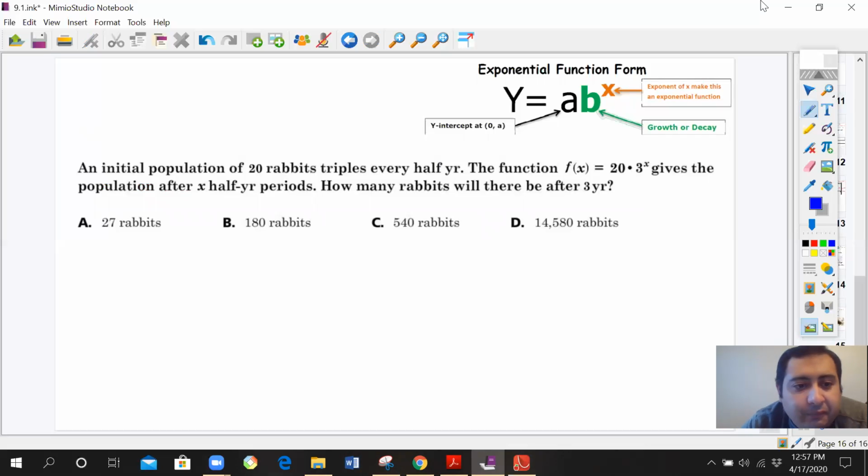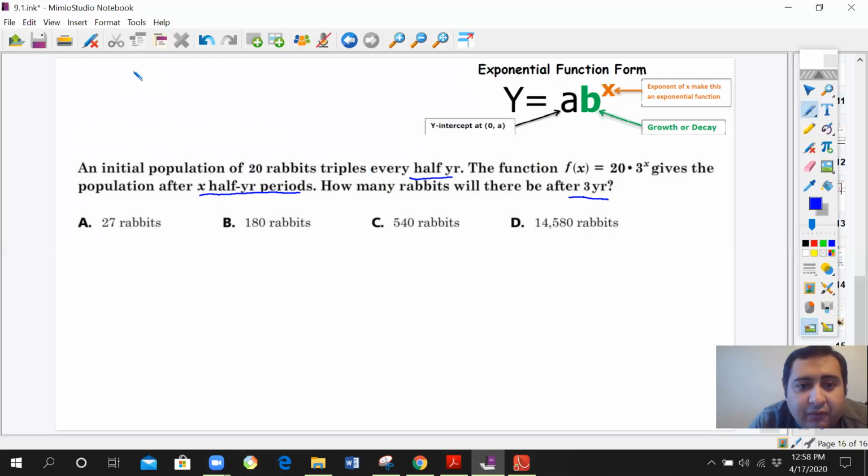All right. Let's do something similar. So an initial population of 20 rabbits triples every half year. The function being provided to you gives the population after x half-year periods. How many rabbits will there be after 3 years? So if you split a year in half, you're going to have two sections, every 6 months, basically.